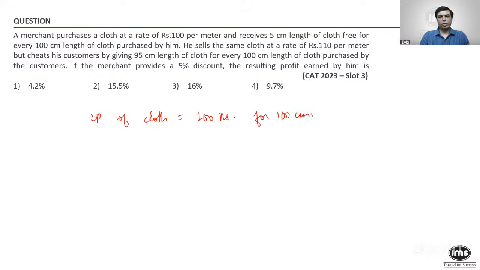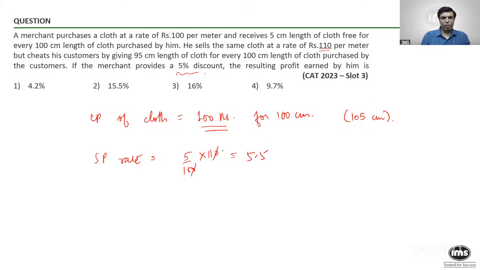And the merchant also receives 5 centimeter length of cloth free for this. So in 100 rupees, basically, he gets 105 centimeter. Okay. Now, when he sells this, he has fixed the rate at 110, but then he's offering a 5% discount also. So his selling price rate will be 5% of 110, that is nothing but 55 by 10, 5.5 rupees.